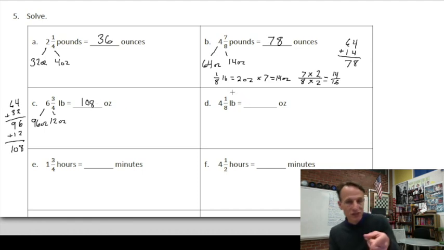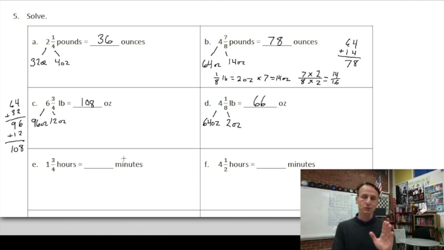Now, look, in this one, we figured out 4 pounds is 64 ounces. We don't need to do that math a second time. And 1/8 of a pound we wrote right here is 2 ounces. 64 plus 2, let me think about it. Okay, 66 ounces.